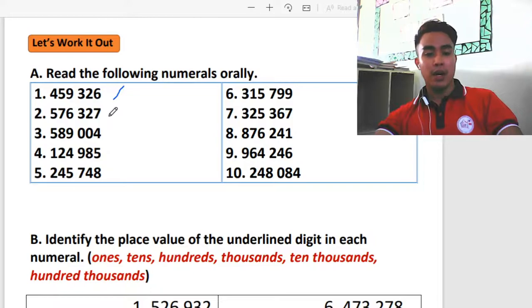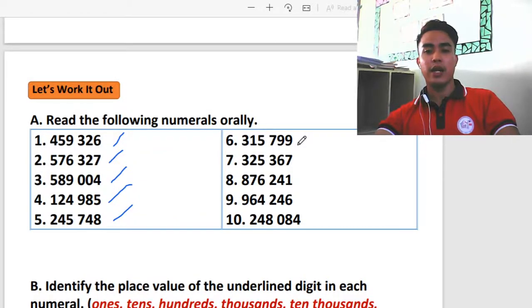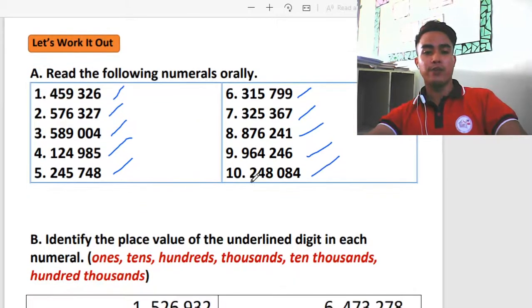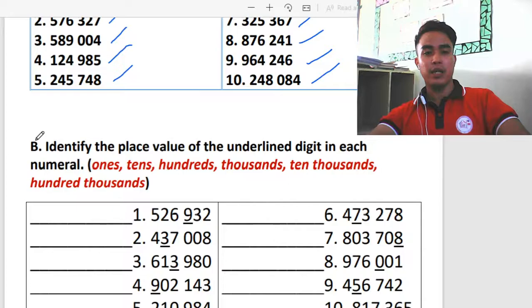459,326. Number 2, 576,327. Number 3, 589,004. Number 4, 124,985. Number 5, 245,748. Next, number 6, 315,799. Number 7, 325,367. Next, number 8, 876,249. And number 9, 964,246. And for number 10, 248,084. Now, let's proceed to activity B.